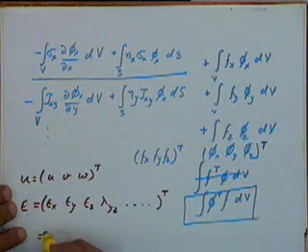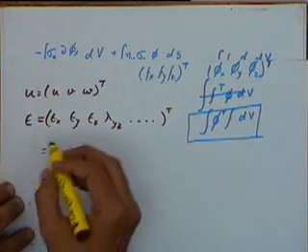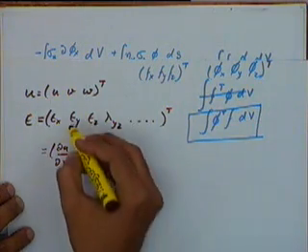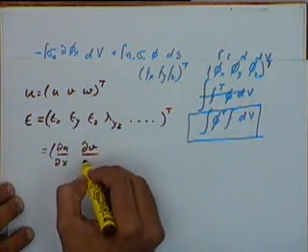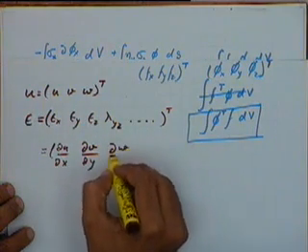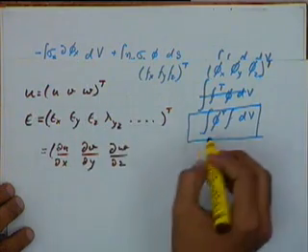Okay, again epsilon x we said is del u by del x, epsilon y is del v by del y, epsilon z is del w by del z. Okay, similarly we have terms for lambda yz and so on.